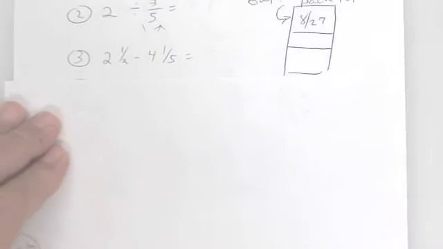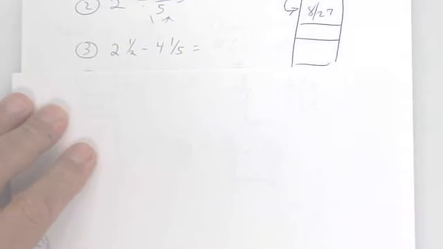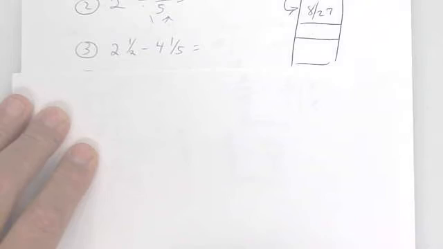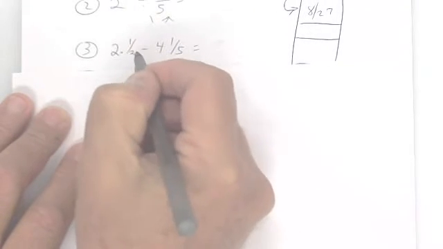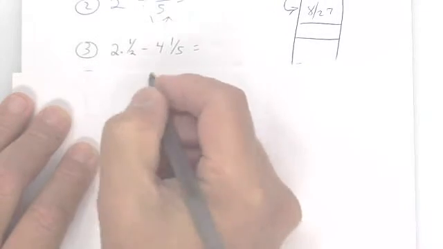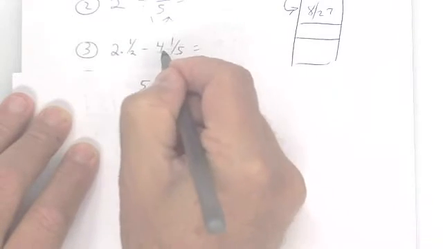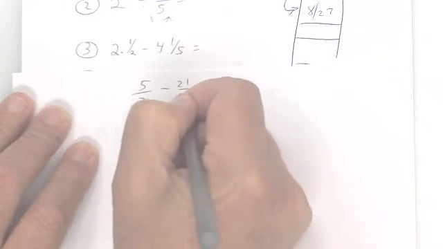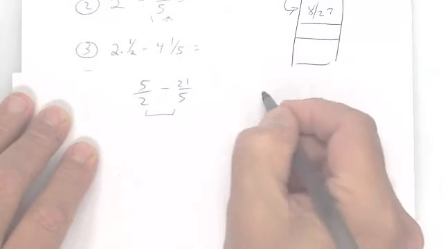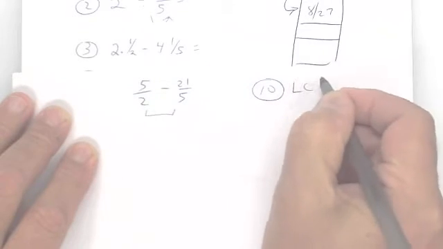This is subtraction. Now, probably the easiest way, I mean, there are a lot of ways, but change it to an improper fraction. So 2 times 2 is 4, plus 1 is 5. It may not be the best way. 20 plus 1 is 21 over 5. Multiply these two numbers and get 10. 10 is your least common denominator.